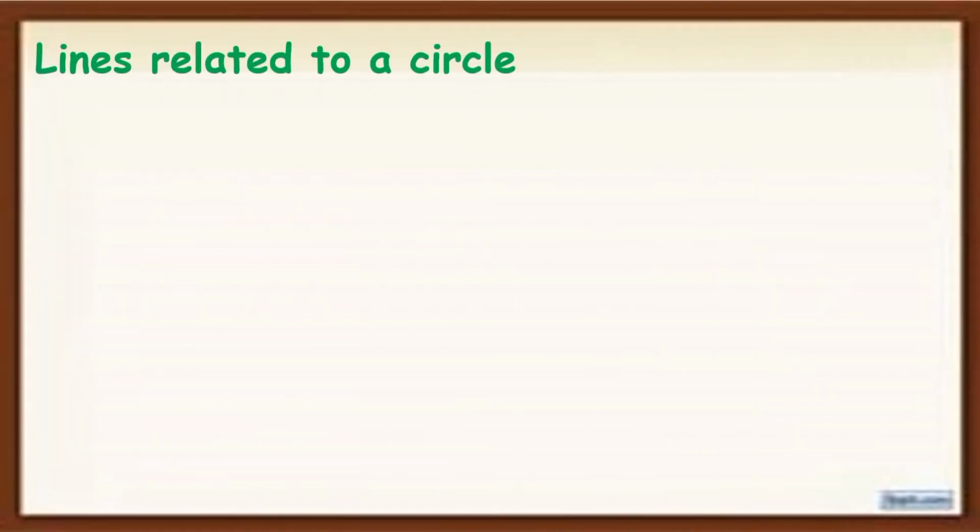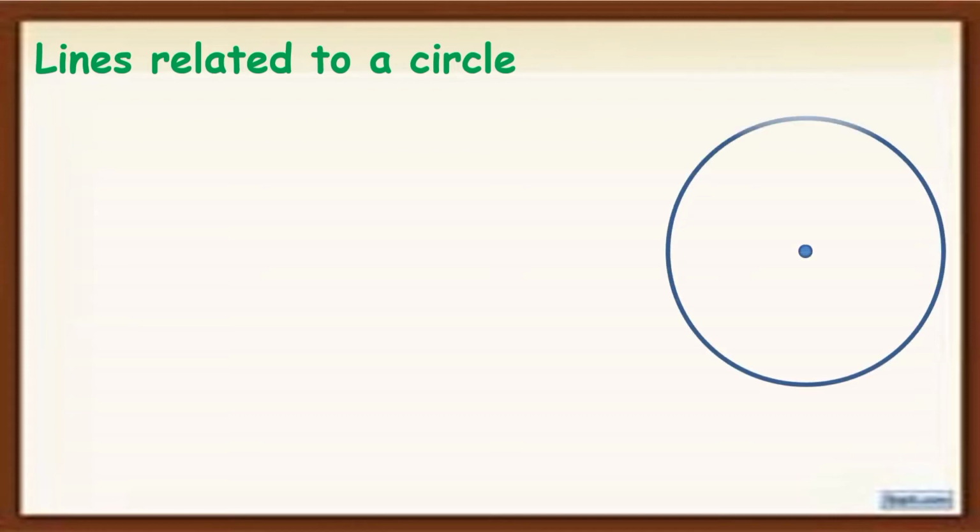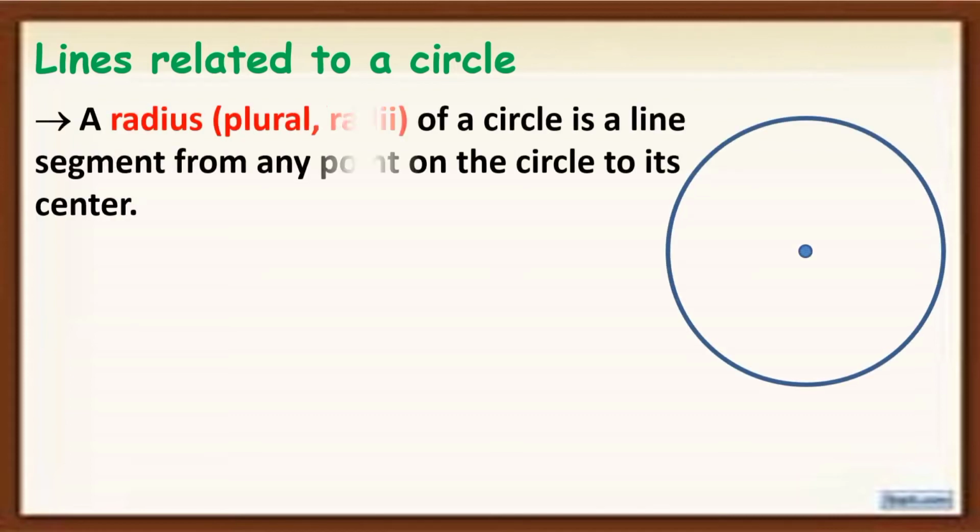Now let's proceed to the lines related to a circle. Now let's have radius or radii. It is a line segment from any point on the circle to its center. So if we have a line segment from a center, from here, to any point on the circle, that will form a radius. Okay, so this one is an example of a radius.